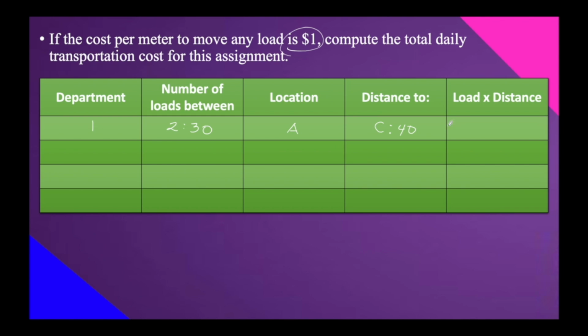Okay, 30 times 40, that is 1,200. Next, this is dollars, no? And, times 1 pa actually ito, times 1 pa, pero dahil 1 lang naman, di natin ilagay. It's up to you if you wanted to have the 1.